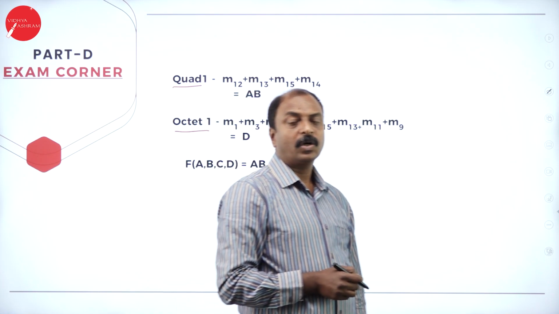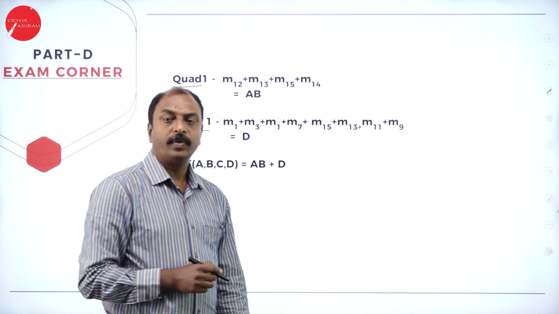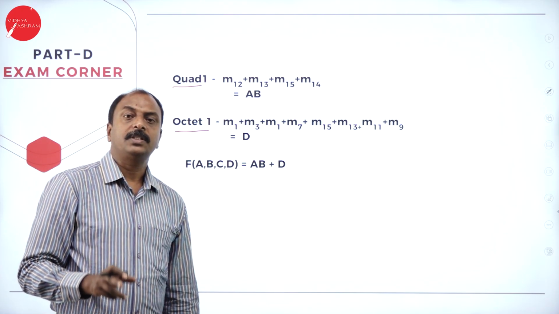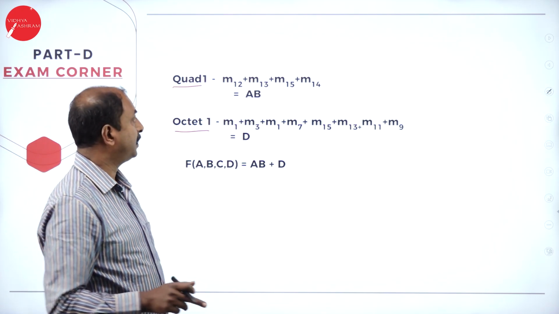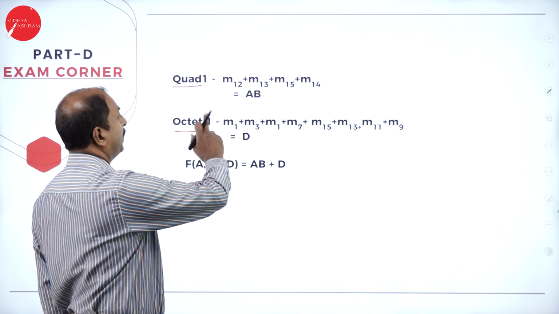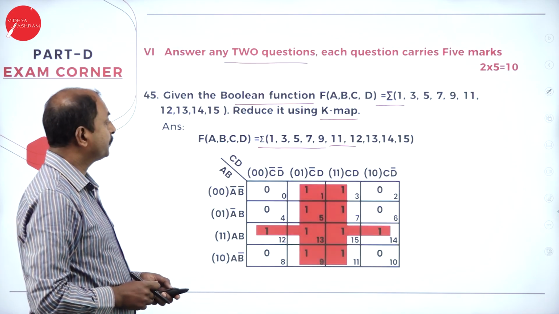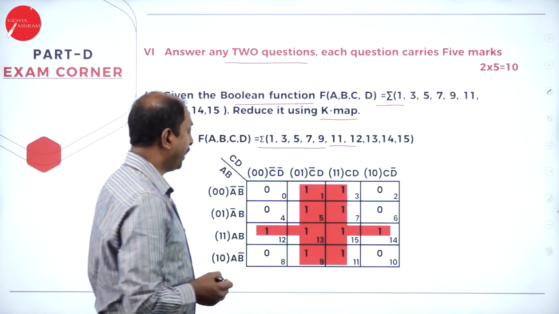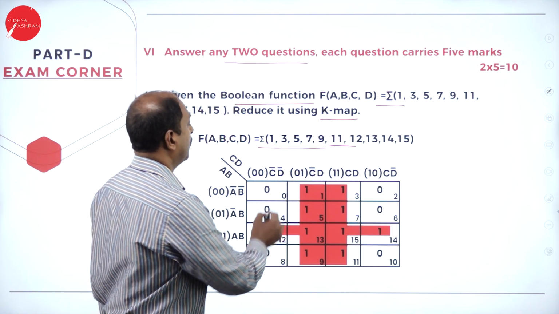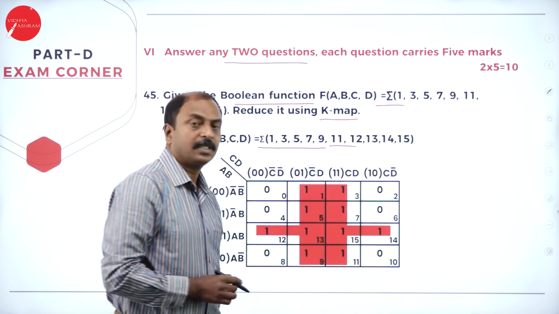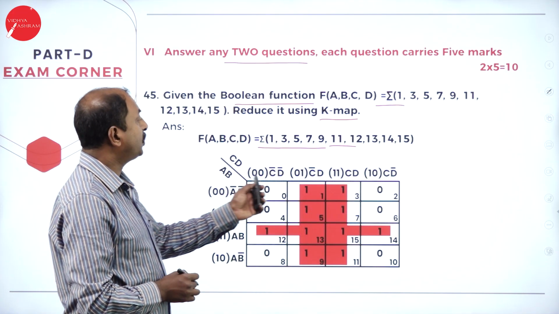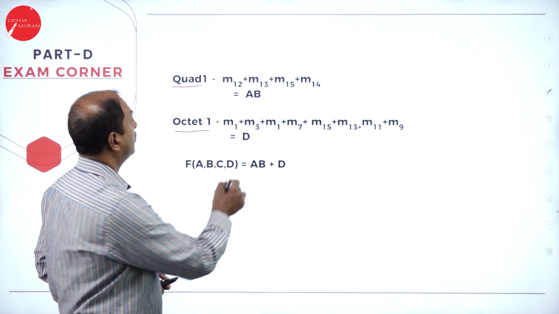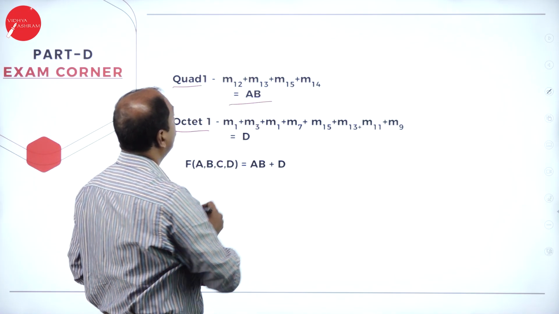Here the quad removes 2 variables from the expression, and the octet removes 3 variables from the given expression. Either we can solve it directly by looking at the K-map here. The quad removes 2 variables. In this example, C and D keep changing status, so these have to be removed, and we are left with only A, B. So this is the result of simplification of the quad.